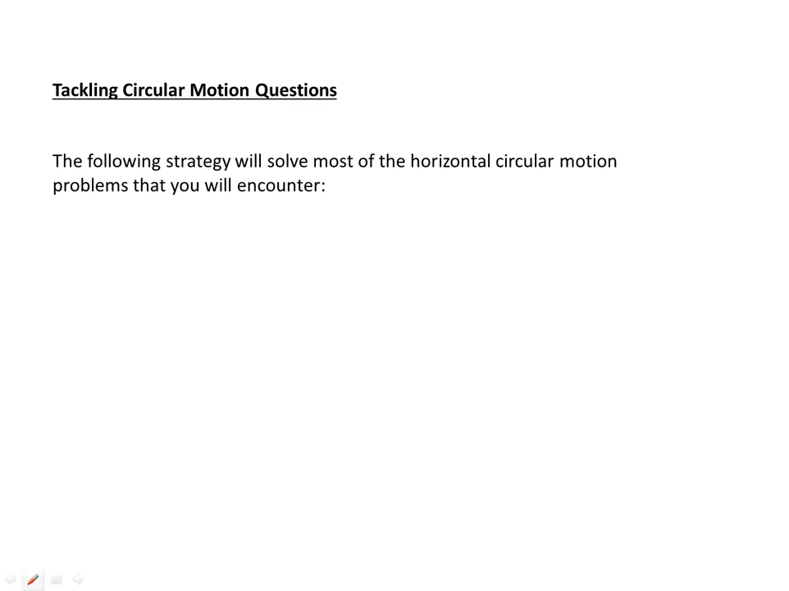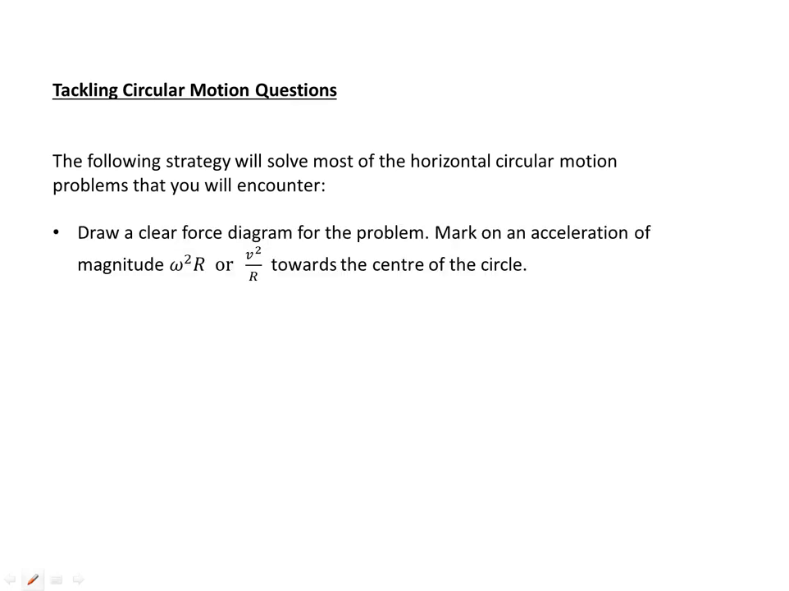For most problems that you'll encounter in horizontal circular motion questions, you'll find the following strategy useful. First of all, draw a clear force diagram for the problem. Mark on the acceleration of omega squared r or v squared over r acting towards the centre of the circle. You may need to draw a second diagram to deal with the geometry or trigonometry of the circular motion and to calculate any required angles or lengths.